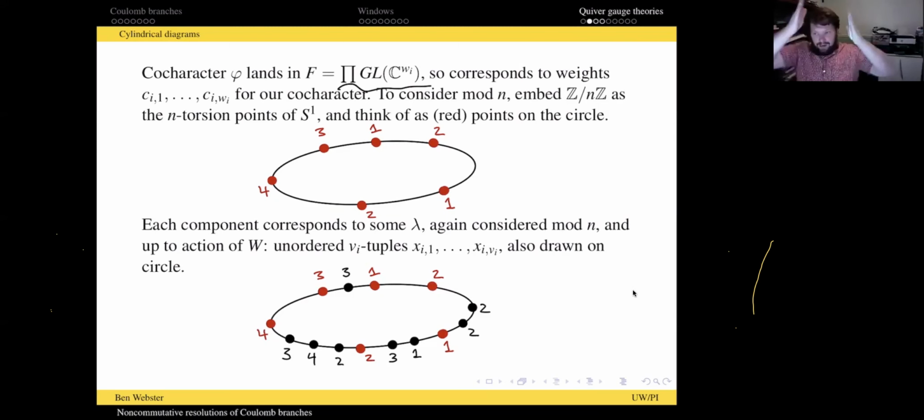So yes, a component of the fixed points for the Z mod NZ action corresponds to the ways of putting the black points on the circle. Sorry, I was thinking, but it's not on the Coulomb branch itself. It's on the BFN space. So fixed points of the Coulomb branch is some very, very different story.